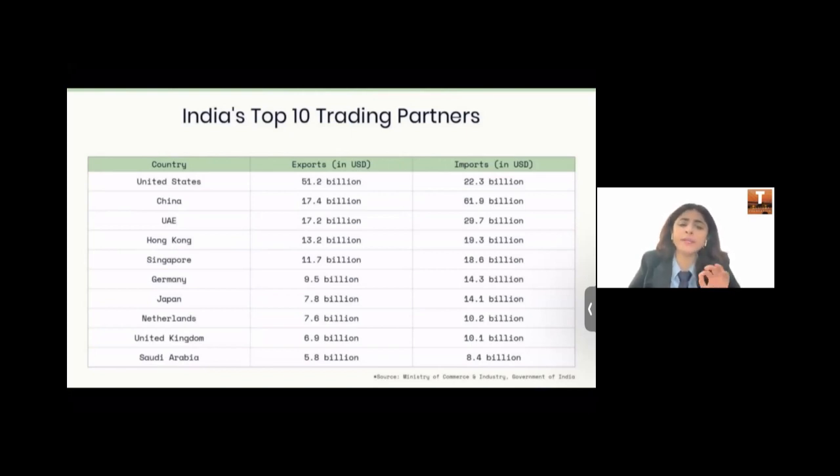So these top 10 trading partners reflect India's diverse trade portfolio by covering a wide range of sectors and geographic regions. Strengthening these trade ties with these countries, I think, plays a vital role in India's economic growth and global influence.